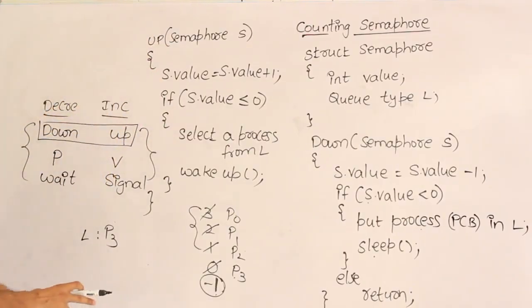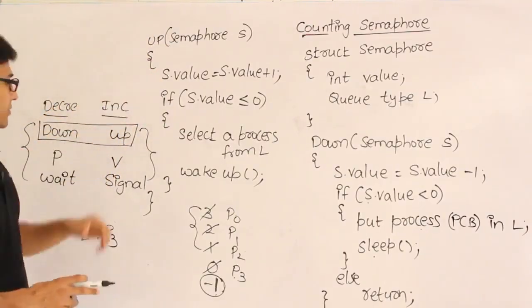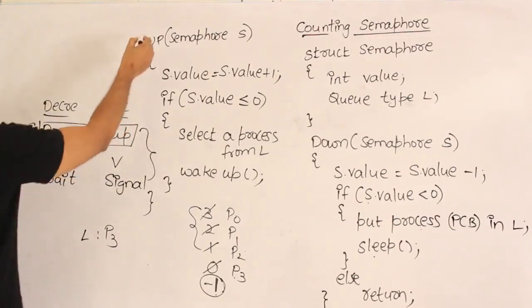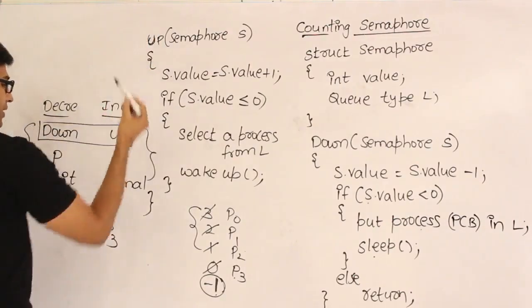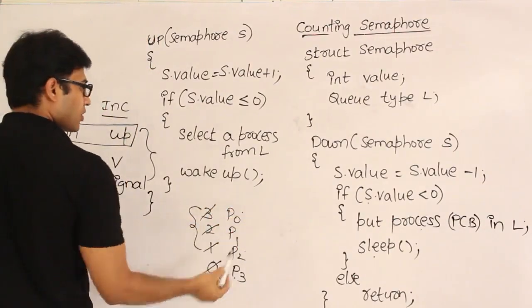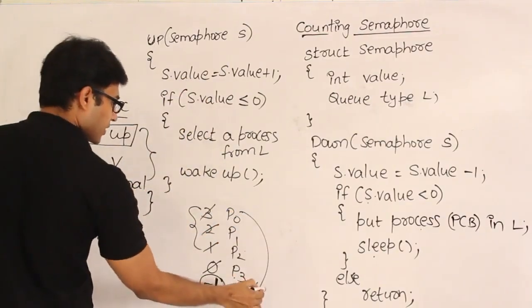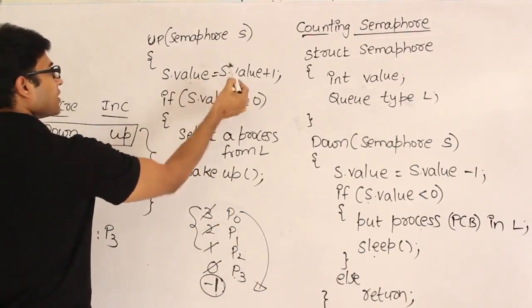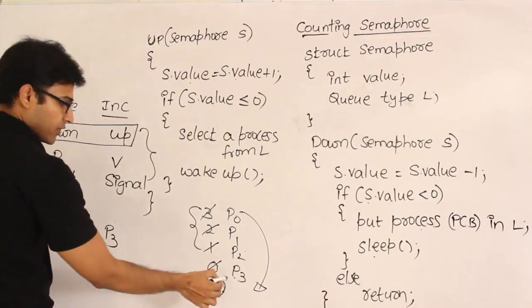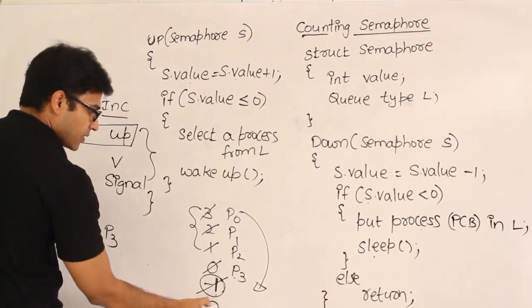Now let's see what happens if I apply up. Let us say P0 wants to come out of the critical section. What it will do is increment the s.value. Now if it increments the s.value, the new value becomes 0.